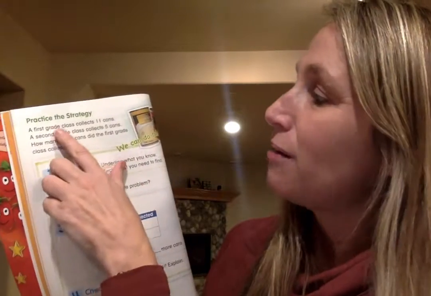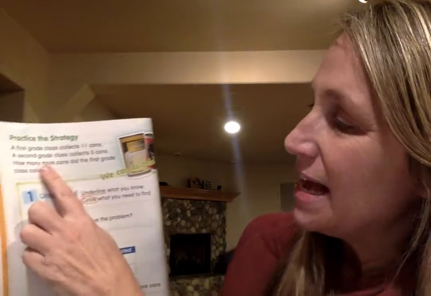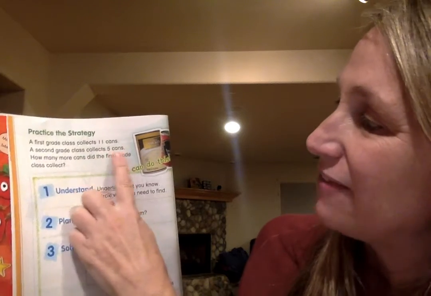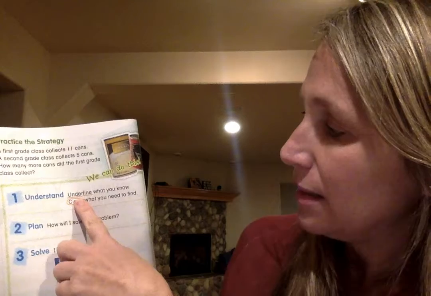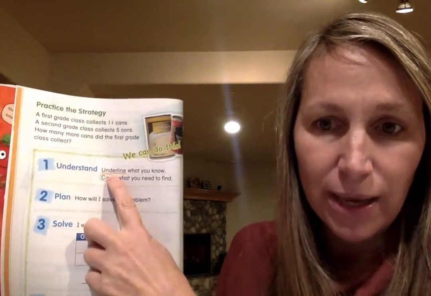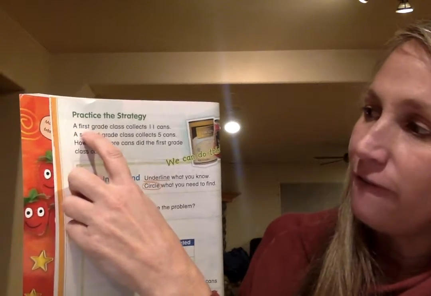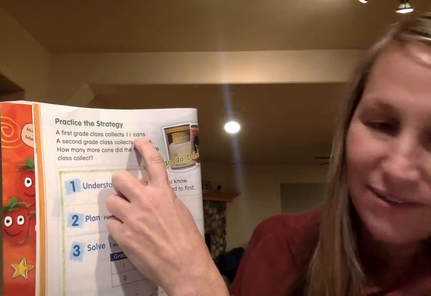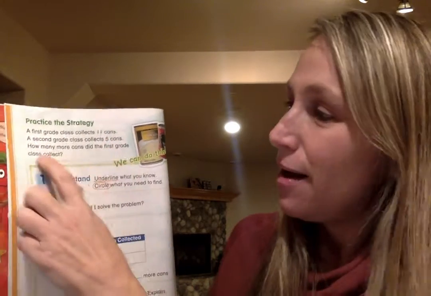Great. All right, so a first grade class collects 11 cans. A second grade class collects 5 cans. How many more cans did the first grade class collect? So the first thing you want to do is underline what you know. So we know a first grade class collects 11 cans. Please underline that. All right.